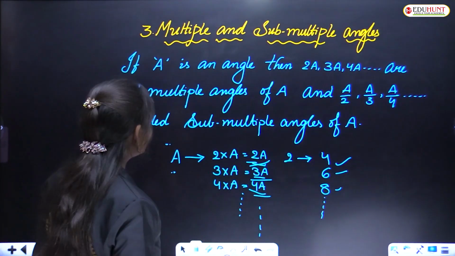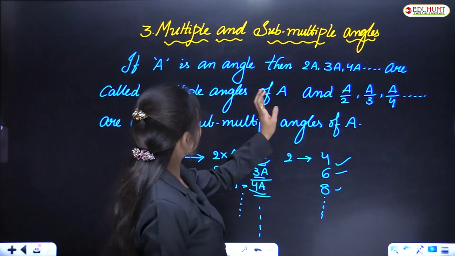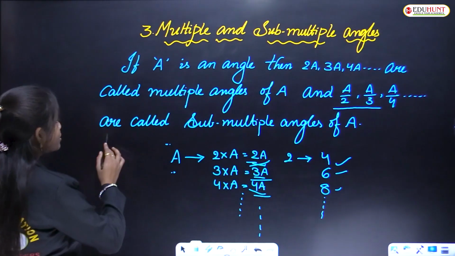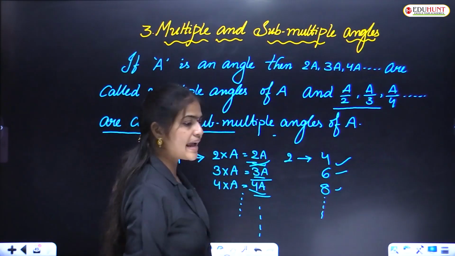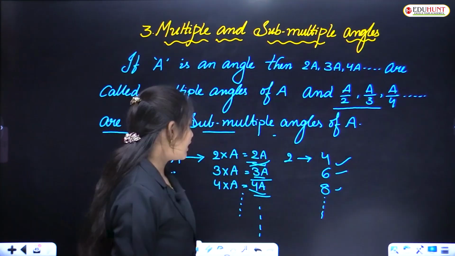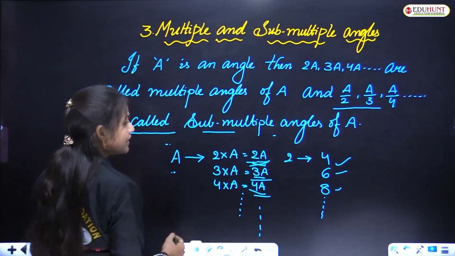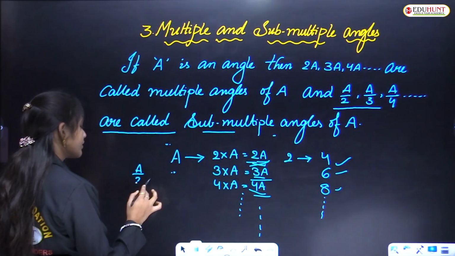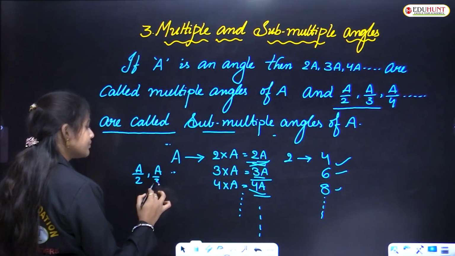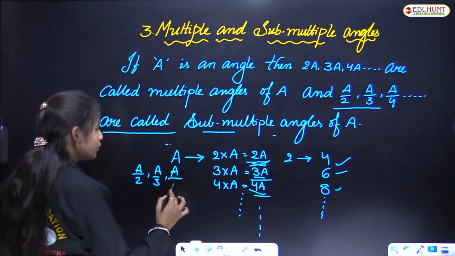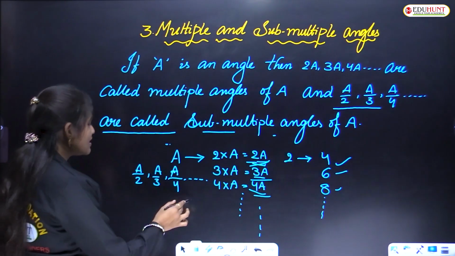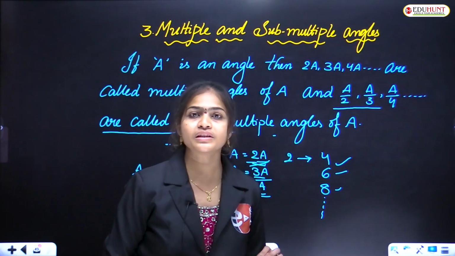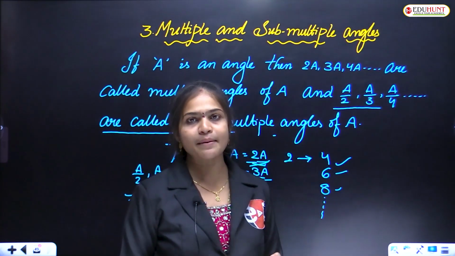Okay, now here 2A, 3A, 4A and so on are called multiple angles of A, and here A by 2, A by 3, A by 4 and so on are called submultiple angles of A. If you multiply A by a number, we get multiples. If you divide A by 2, by 3, by 4 and so on, all these angles are called submultiple angles of A. Okay, so this is the definition of multiples and submultiples.